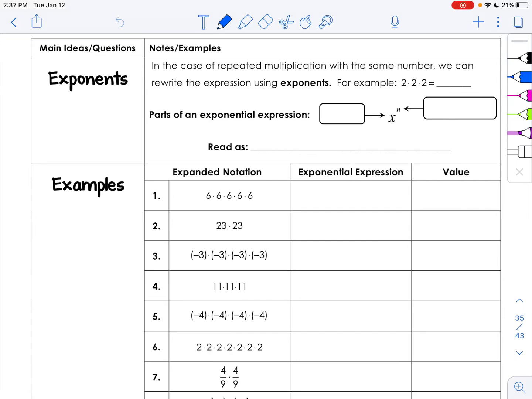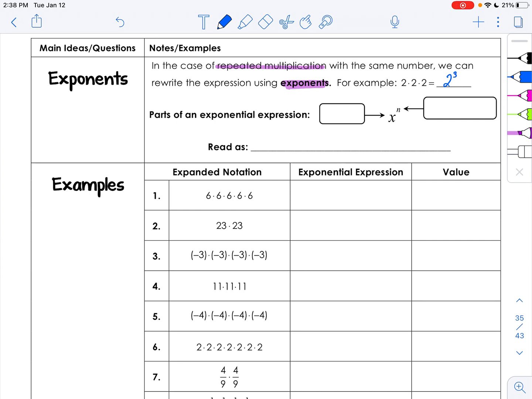In this lesson, we're going to be looking at two separate things, exponents and perfect squares. Let's focus on exponents first. Exponents is a way of writing repeated multiplication with the same number. We can rewrite the expression using exponents. For example, 2 times 2 times 2 can be written 2 to the third power.